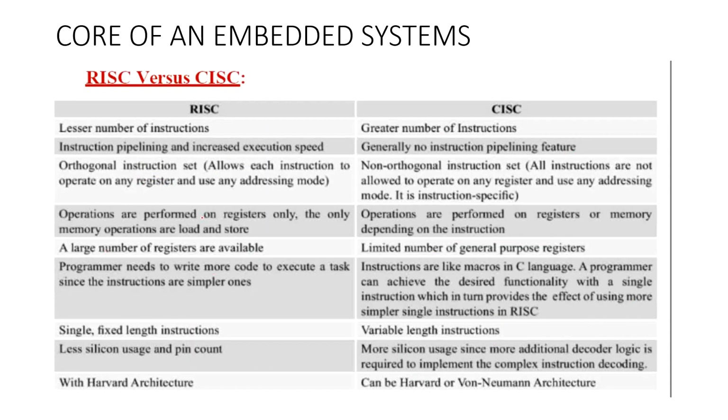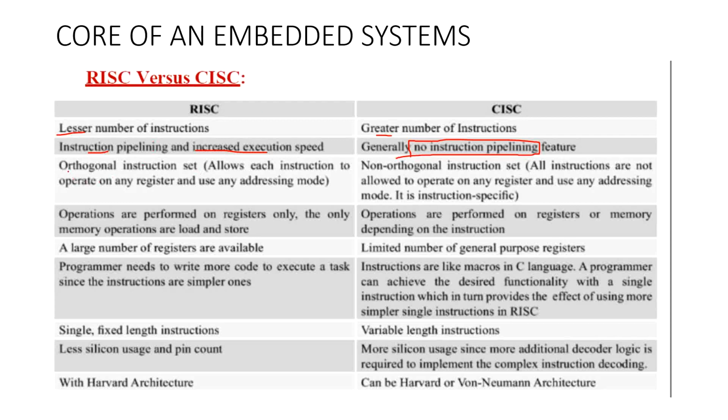Then we have CISC and RISC. In RISC, there are fewer instructions, whereas in CISC there are more instructions. In RISC, instruction pipelining and increased execution speed are there, whereas in CISC there is no pipelining option. This feature we have to note down: in CISC we don't have any pipelining option, whereas in RISC we have a pipelining option.